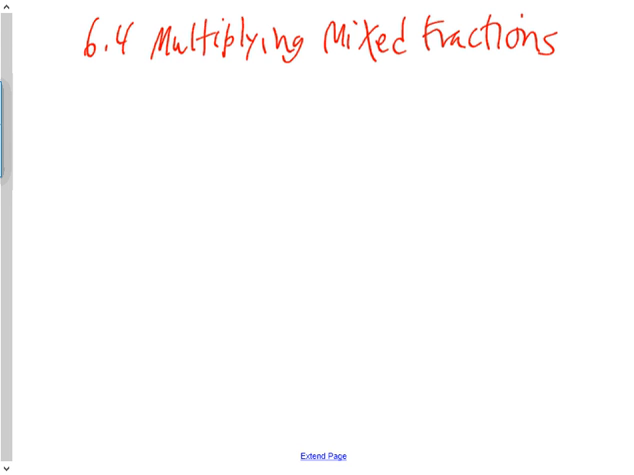Okay, this is section 6.4 in our MathLinks 8 textbook. We're cruising along at a pretty good speed here. And section 6.4 is us learning how to multiply a mixed fraction by a mixed fraction.